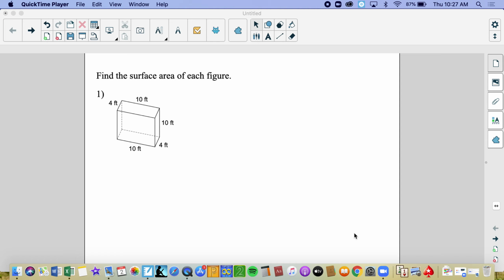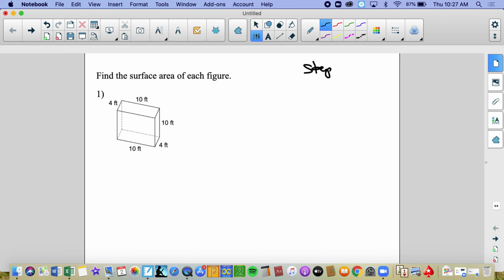So here are three extra problems to try, and let's look at this. So step one is what type of figure? What's the figure that we're looking at? Does it have two bases? Does it have one base? This has two bases, so we know it's a prism.